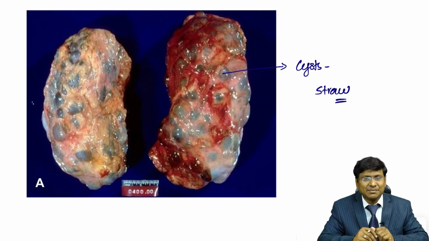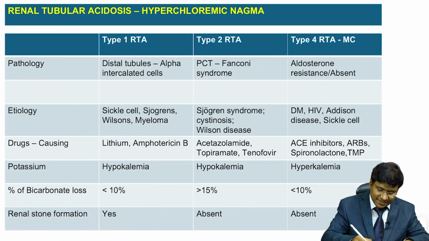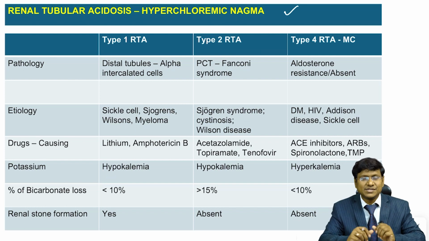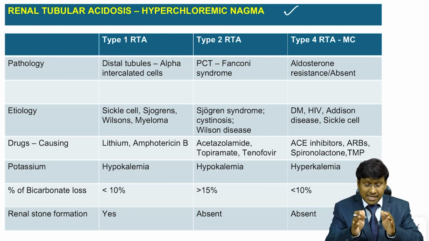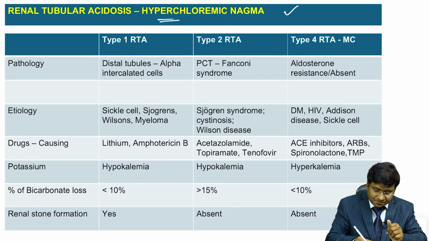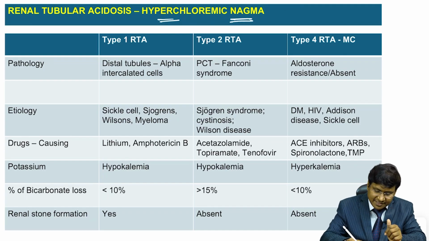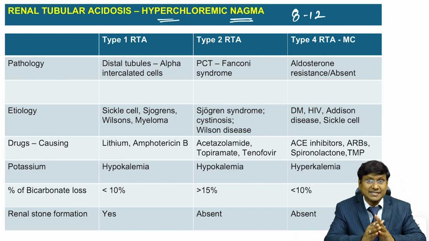Now, after having discussed polycystic kidney disease, the last topic for discussion will be renal tubular acidosis. Renal tubular acidosis is a hyperchloremic normal anion gap metabolic acidosis. What do you understand by normal anion gap? The normal anion gap is around 8 to 12 milliequivalents per liter. And why is there hyperchloremia?